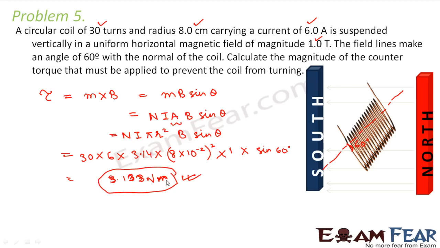So this would be the value of the torque, 3.133 Newton meters, that will act on this coil and that will make it rotate. So that means the counter torque should be equal in magnitude to this torque so that it can stop it from rotating, right?